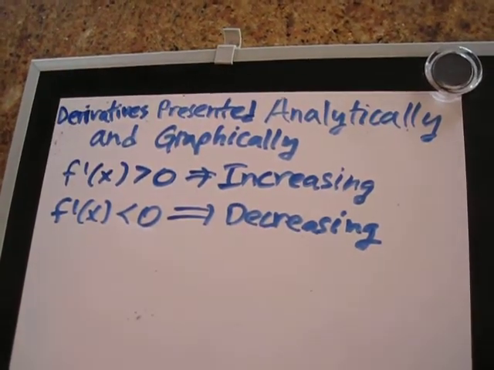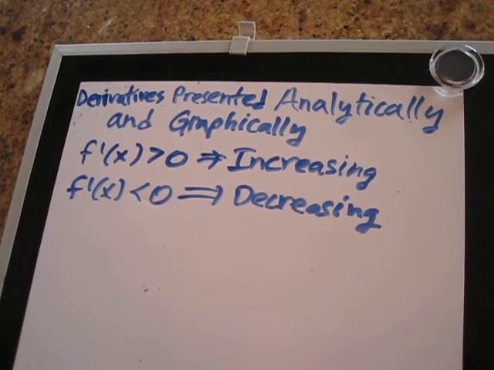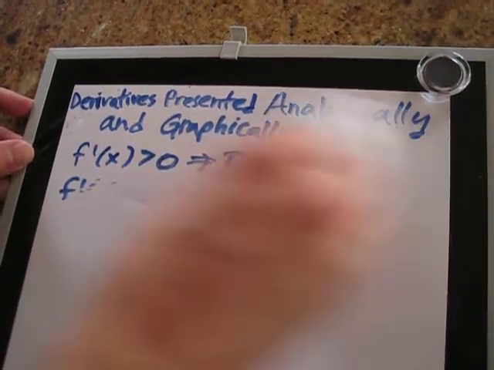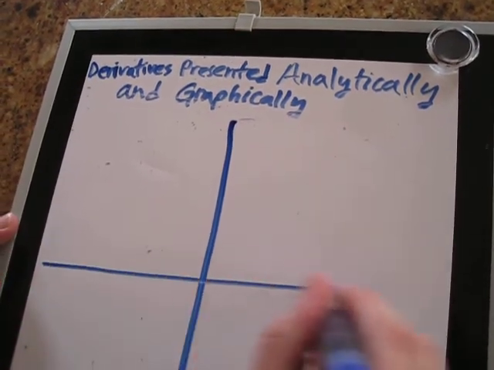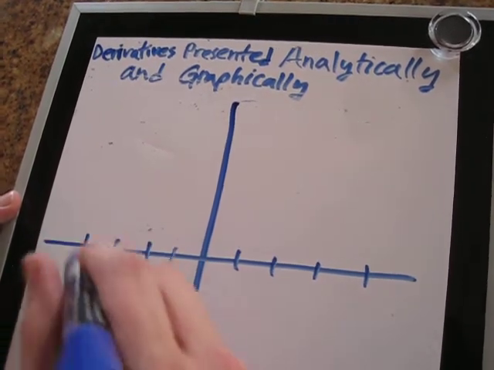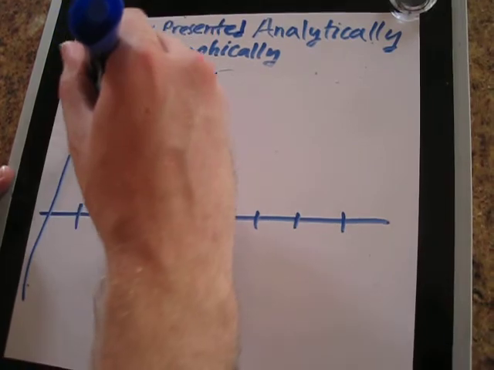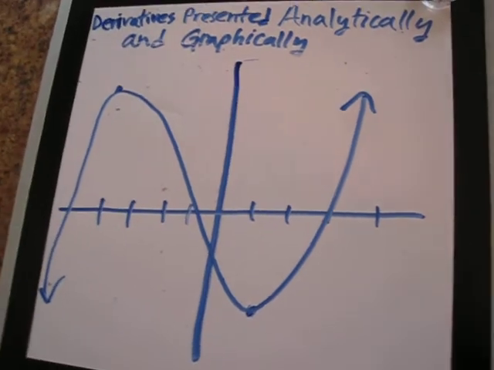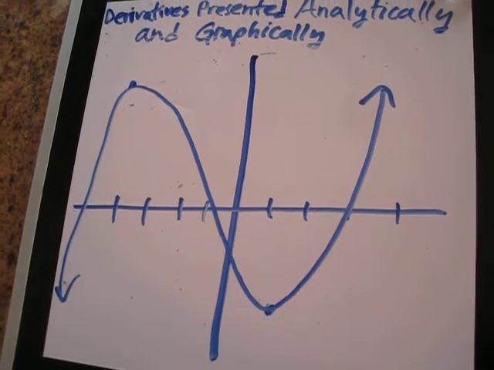And critical numbers are defined to be where the derivative of a function is either undefined or equal to 0. So I'm going to sketch the graph of a function here. So there's a function for you, and we are going to look at the graph of this function and make some determinations about its derivative.